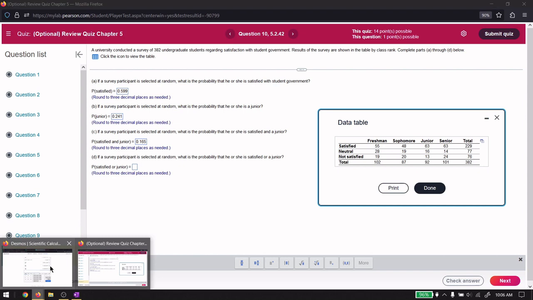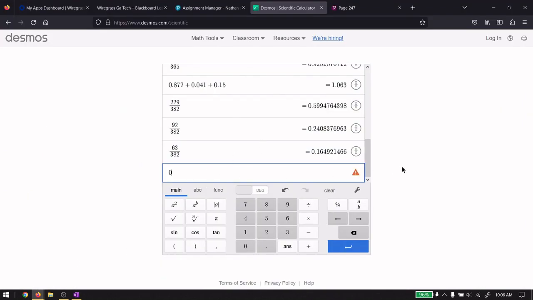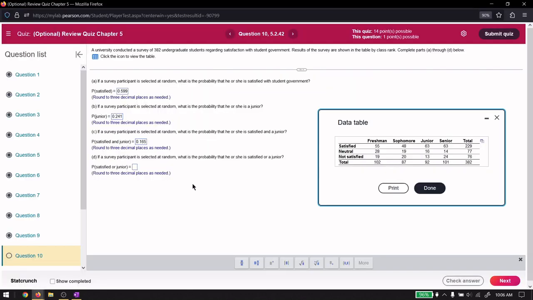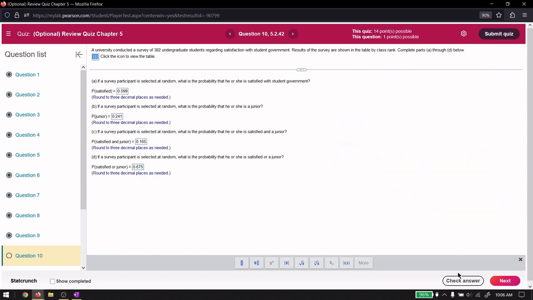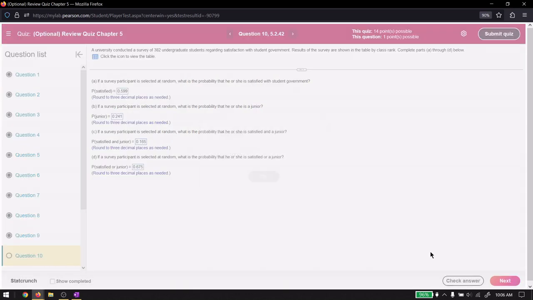So let's go ahead and find that. That's going to be 0.599 minus 0.241. Or that's right, that's plus. So this first one was, I believe, a junior. This one was satisfied. This was a junior and satisfied. So we're going to go first plus the second and subtract off the overlap. That's going to be 0.675. Okay, let's check it. That's all correct.